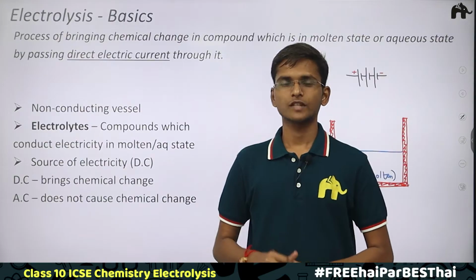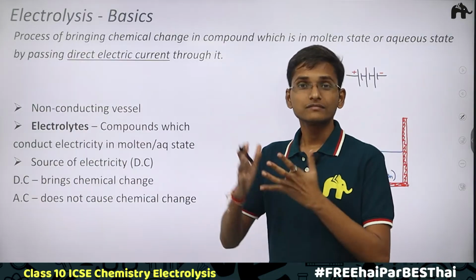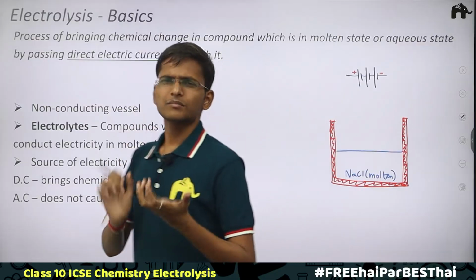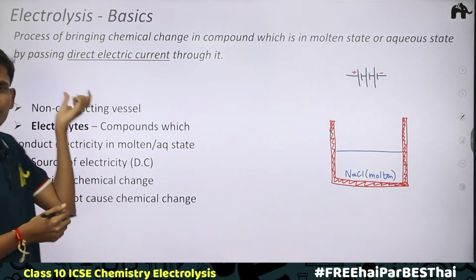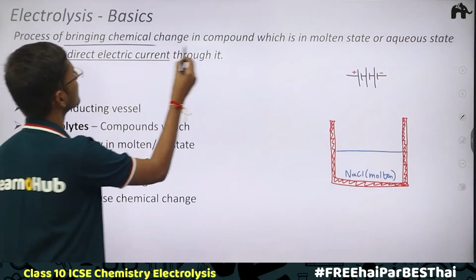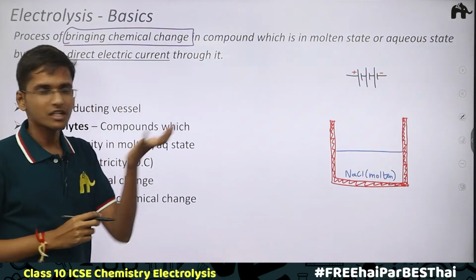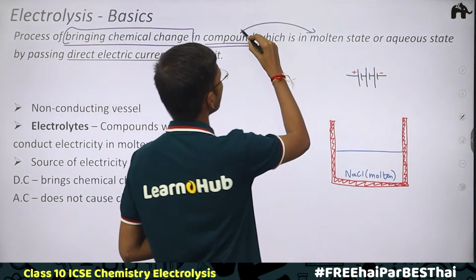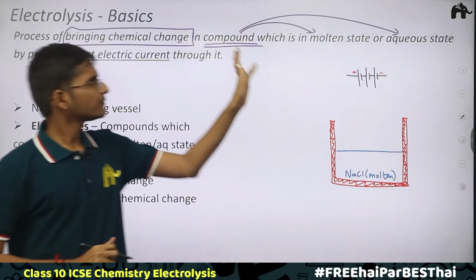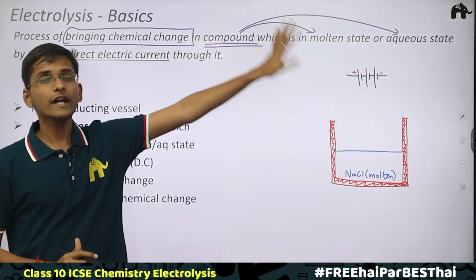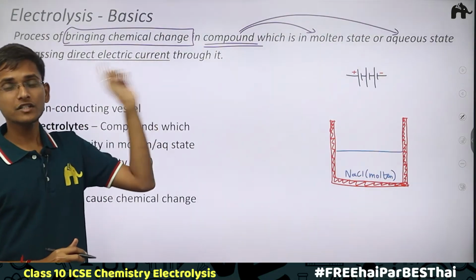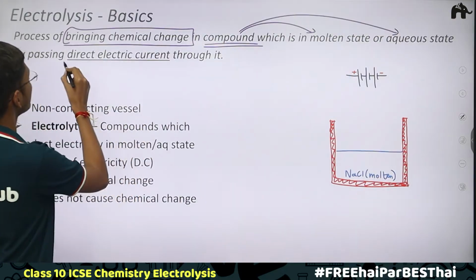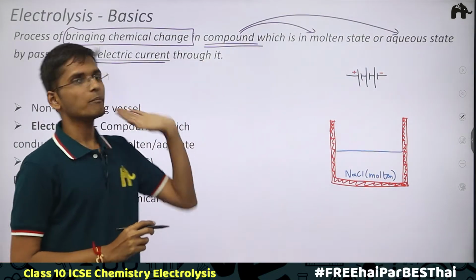So then let's start. Let's first start with electrolysis itself. Let's understand what electrolysis actually is. Its definition is simple. It's simply a process of bringing chemical change in a compound, and that compound can be in molten state or aqueous state. And how are we bringing the chemical change in this compound, which is either in molten state or in aqueous state? By passing direct electric current through it.